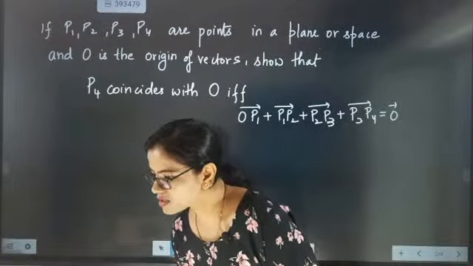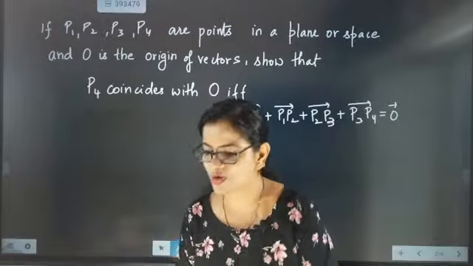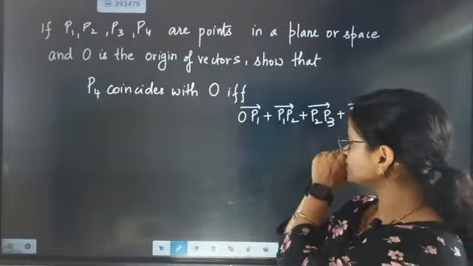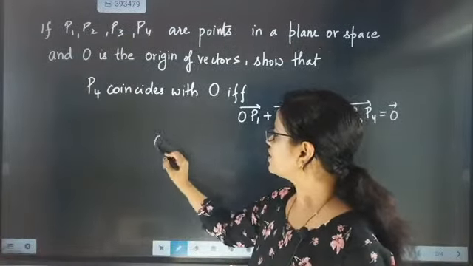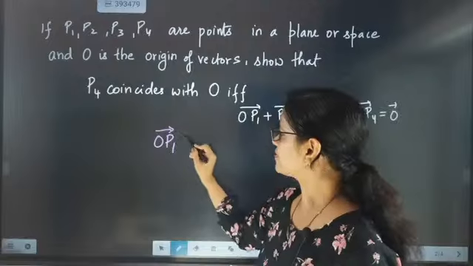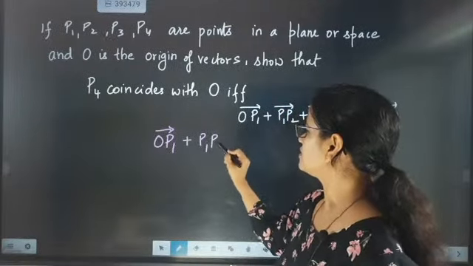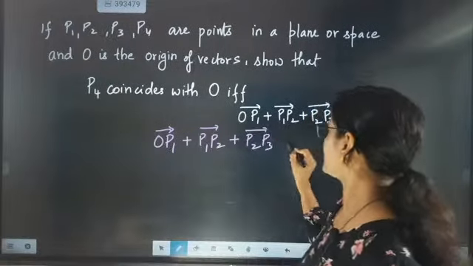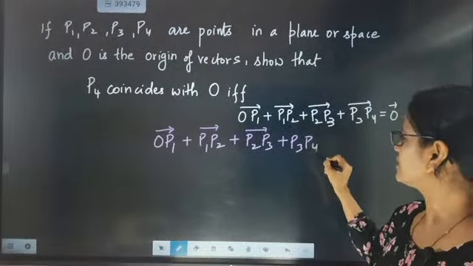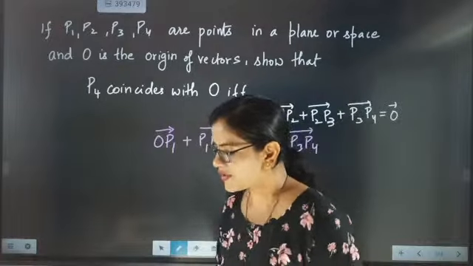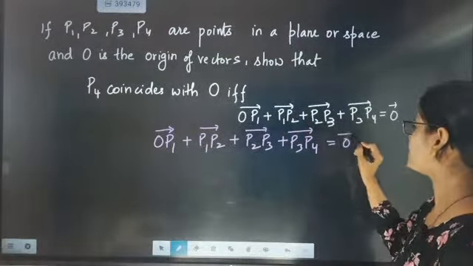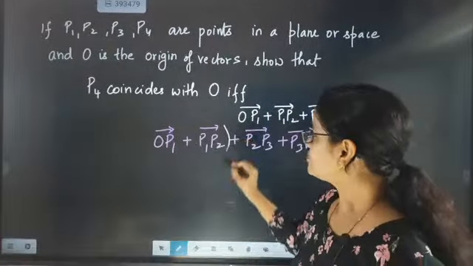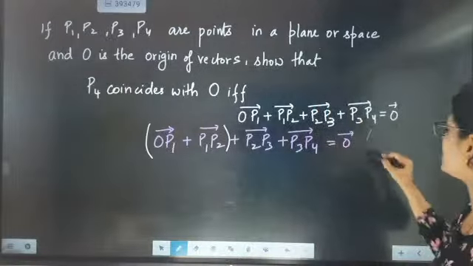Okay, no problem. Fine, thank you. So now we are going to understand this part, how to do this. Very tough question, you know. Now we are going to just write OP1 vector plus P1P2 vector plus P2P3 vector plus P3P4 vector. And this part will be equal to 0 vector, given to you. Now first what I am going to do is apply a very tough method. I am just going to keep a bracket here. This is exactly associativity.